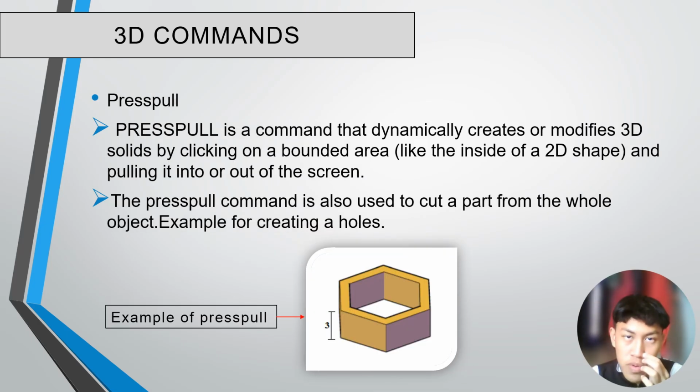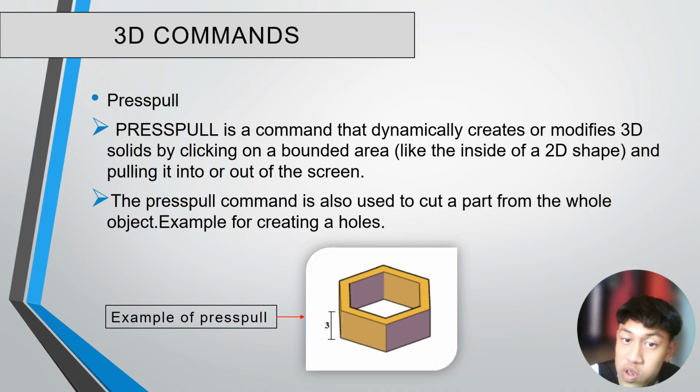Next will be press pull. It's almost the same, but also kind of not, because press pull is a command that dynamically creates and modifies 3D solids by clicking on a bounded area, like the inside of a 2D shape. So press pull can be used if you want to create a solid that has a hollow inside. So you'd make two shapes, for example, this hexagon right here.